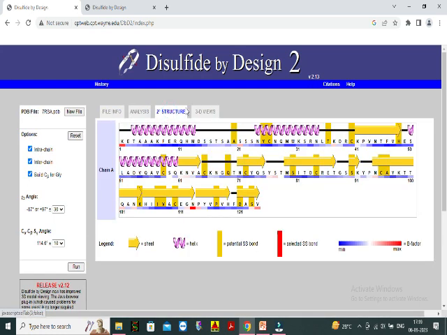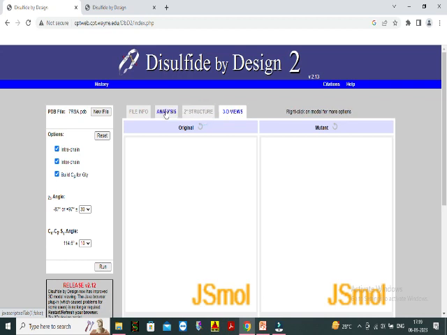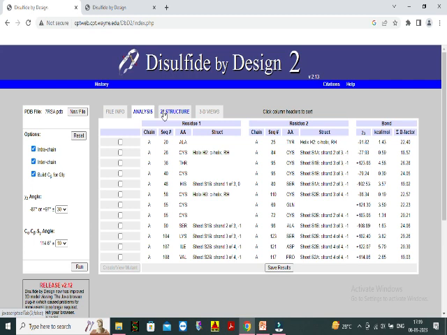About the secondary structure and the 3D view, I have already discussed in great detail in the previous lecture. So please go through the previous lecture, and I will provide the link in the description.